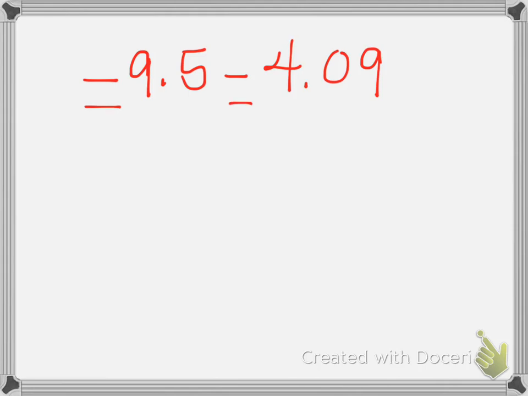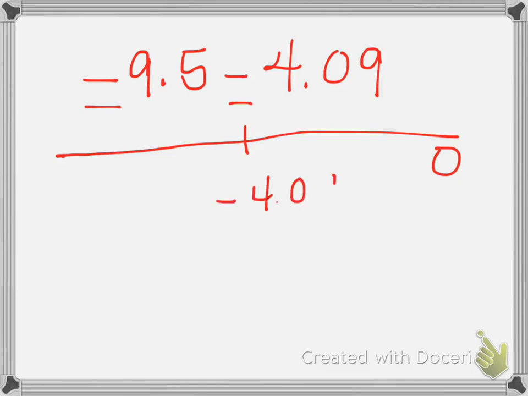Okay, the next problem is basically a subtraction problem. So you've got negative 9.5 minus 4.09. There's those negative signs again. So basically if you're using a number line, remember we have 0 here. We go over about negative 4.09. We're going to keep going over about negative 9.5. We're still in the negatives. So our answer is going to be negative.